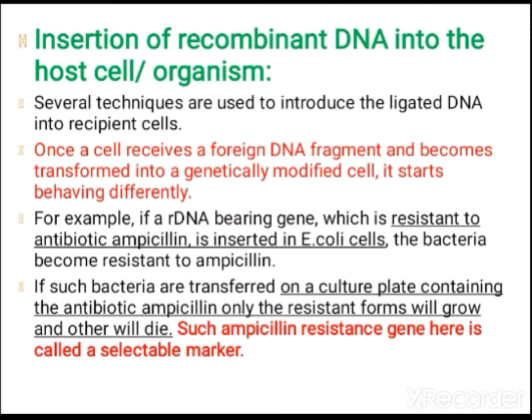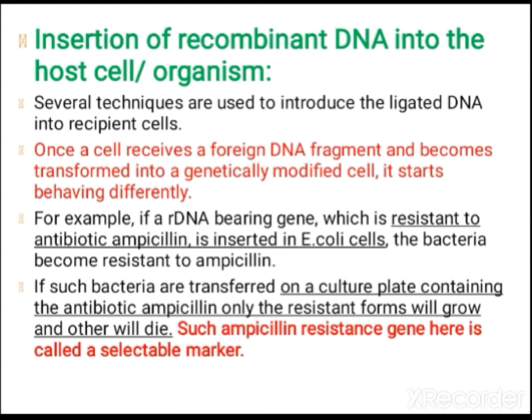For example, if our DNA bearing gene is resistant to the antibiotic penicillin, when that type of gene is inserted inside E. coli, then the bacteria will become resistant to ampicillin. In case you have introduced antibiotic resistance, they will show antibiotic resistance. Here the antibiotic resistance to ampicillin is inserted, for example, then the bacteria will become resistant to ampicillin.